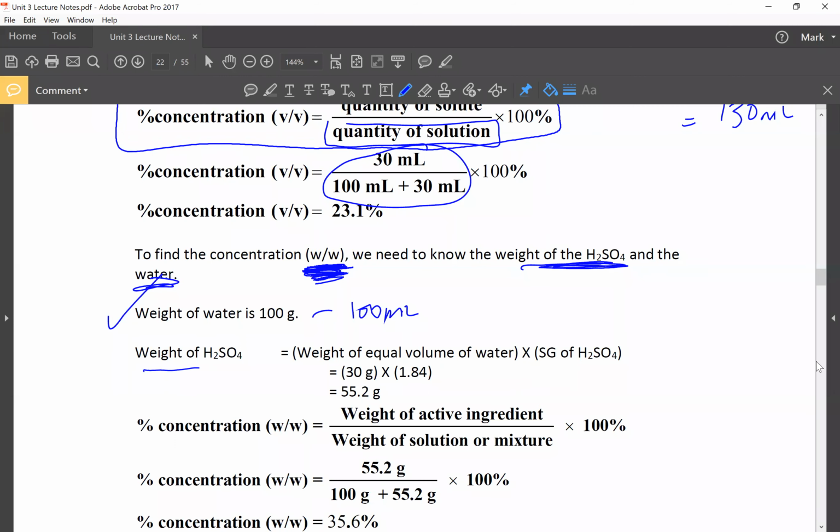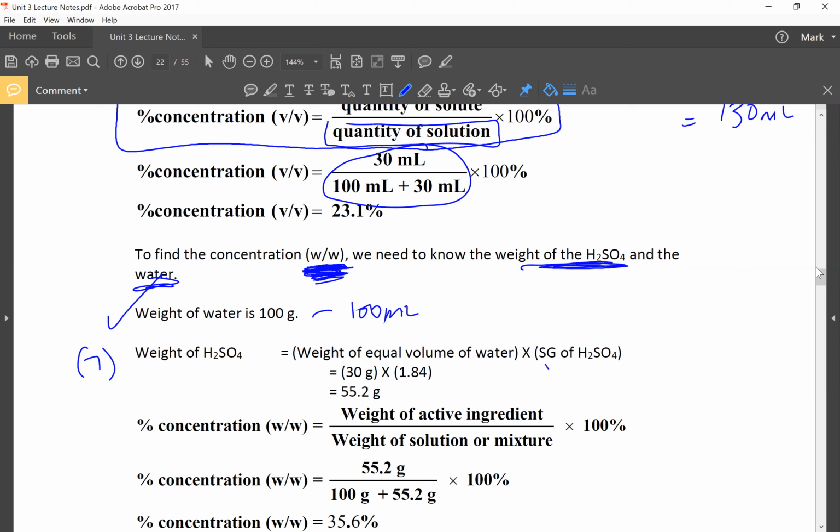So the weight of H2SO4 is, I use my new specific gravity equation. It's the weight of the equal volume of water multiplied by the specific gravity of H2SO4. If you're looking at your formula sheet, this is formula number 7.